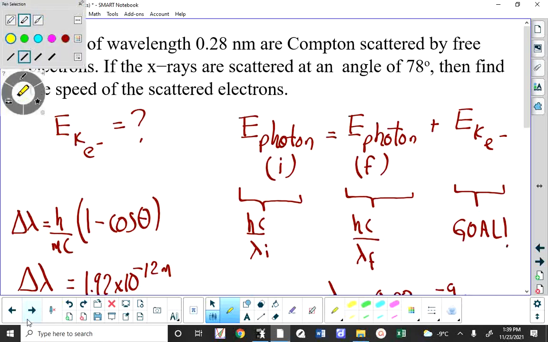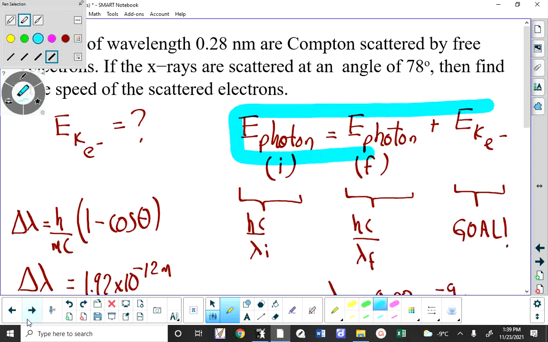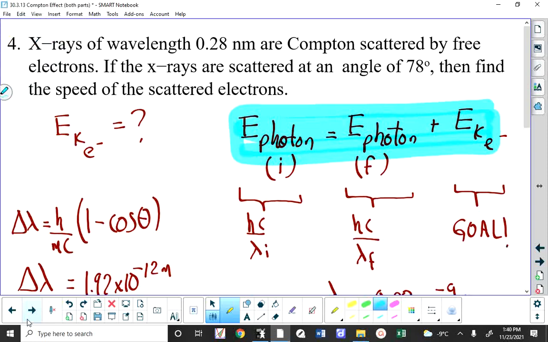I just have a parting comment, and it's that this is ultimately what you have to be doing here. You are going to be using conservation of energy. You then just have to find out all the missing pieces by going elsewhere, by looking at the Compton shift formula, which is the delta lambda formula, by looking at EK equals a half mv squared, E equals hc over lambda.